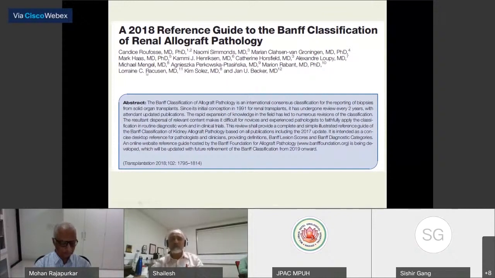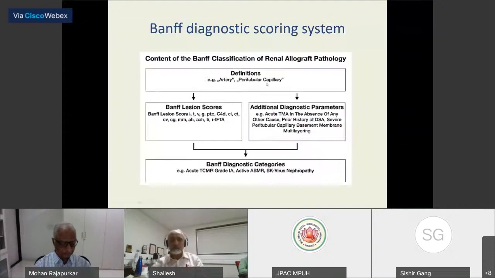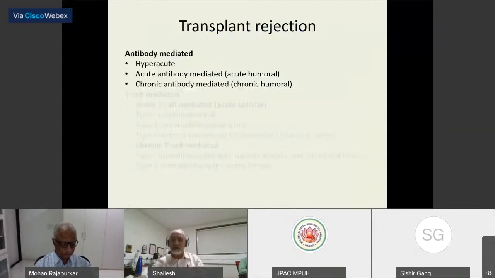And this is the 2018 Banff classification, beautifully described in detail. So this is the way to define arteritis, capillaritis. Then we assign the score, we assign additional diagnostic parameters, and from that we define the final Banff diagnostic category, like whether it falls into acute T-cell-mediated rejection or acute antibody-mediated rejection, what kind of pathology is there. So we'll touch upon a few rejection processes. First, we will see antibody-mediated rejection.